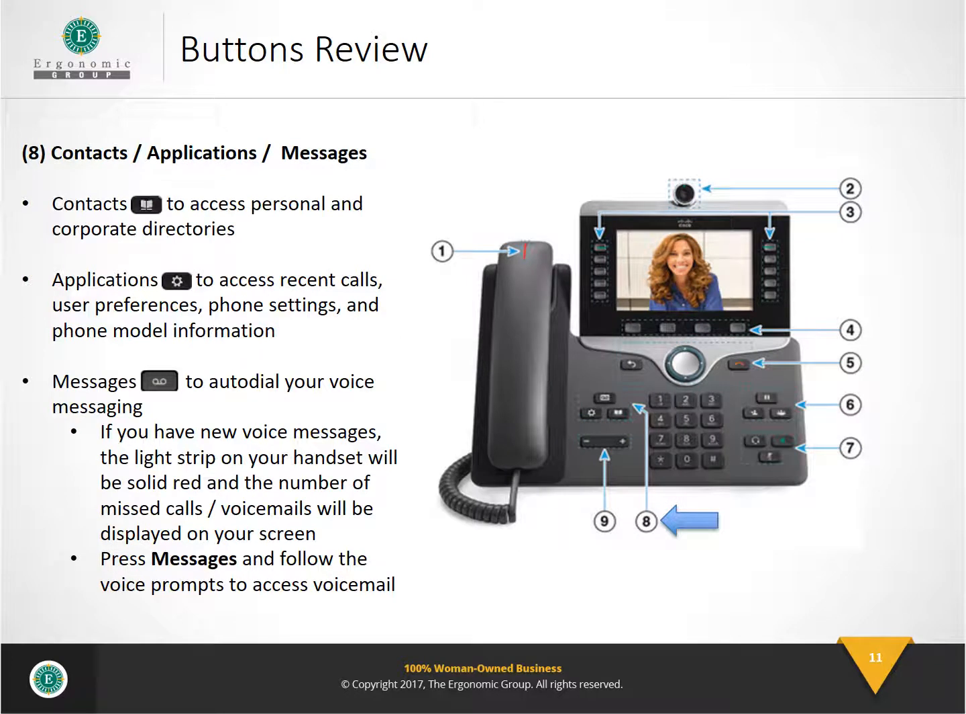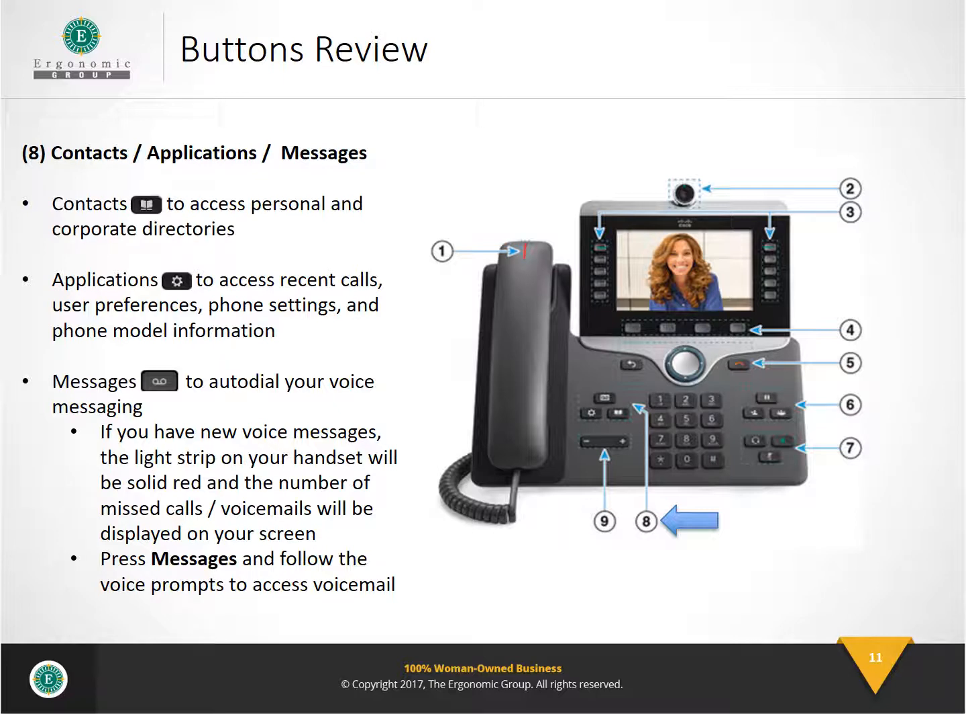Contacts, Applications, and Messages. These buttons are located just to the left of the number pad. The Contacts button is used to access personal and corporate directories. From here, you can search these directories for users. The Applications button is used to access recent calls, user preferences, phone settings, and phone model information.